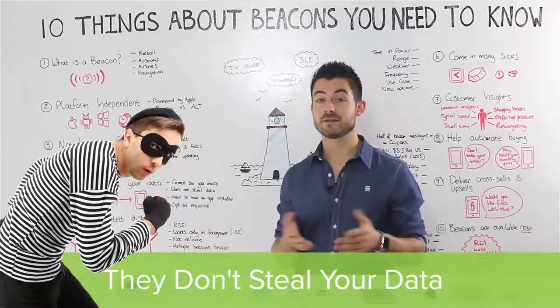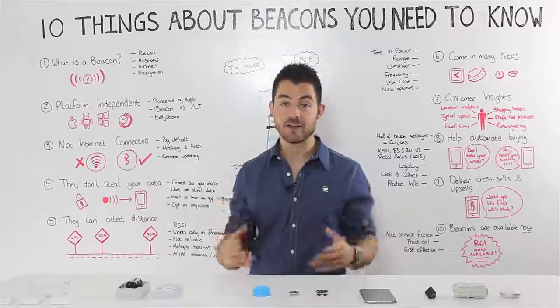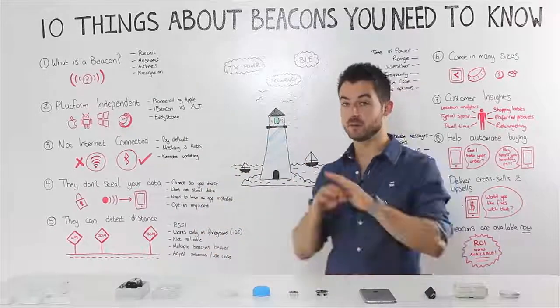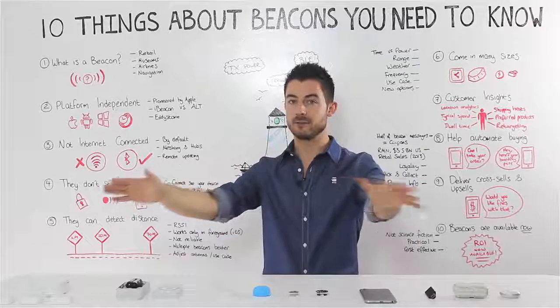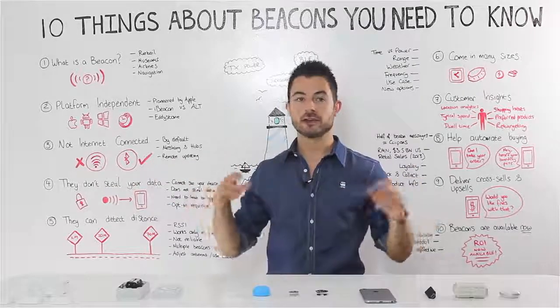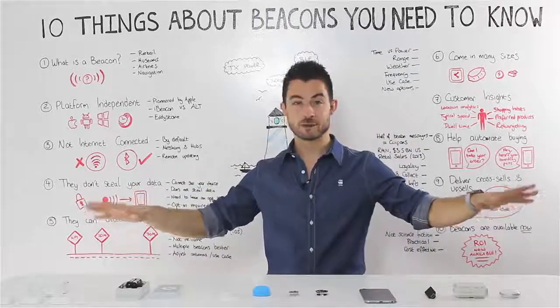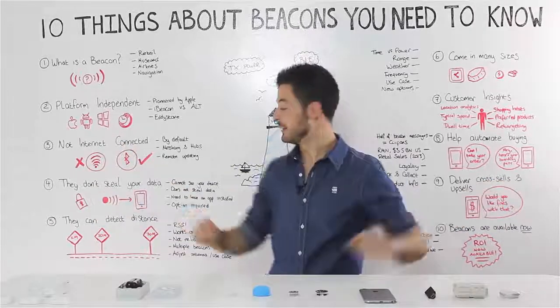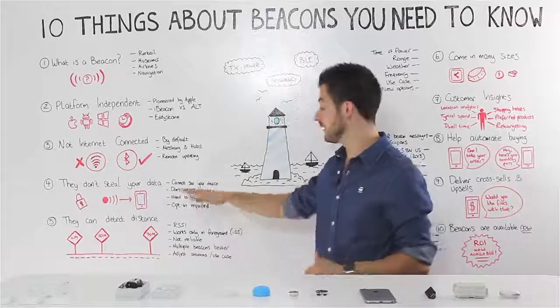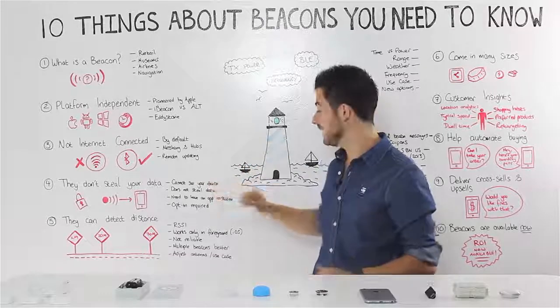A beacon is not capable of seeing any other devices around itself. Back to the analogy of the lighthouse, one simple purpose in life. I'm a beacon, I send out my signal. That's all I do. If there are devices there to see it, that's great. If there aren't, nothing happens. So they can't see devices, therefore they don't connect to them, they don't steal any data off the device.